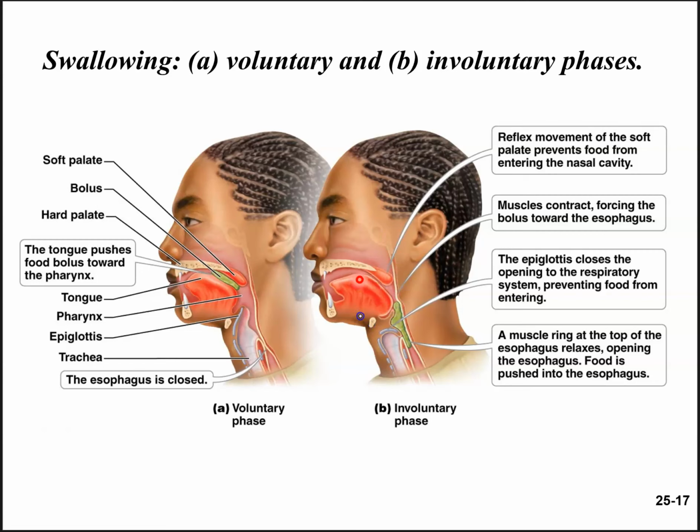And once we push the food down, the larynx moves up and causes the epiglottis to cover the glottis. So the trachea gets covered and it prevents the food from entering the respiratory tract. So you can see that during the involuntary phase, the epiglottis closes the opening of the trachea. The epiglottis itself is made up of elastic tissue, and that elastic tissue just shuts the opening of the trachea to prevent food from entering the respiratory tract.